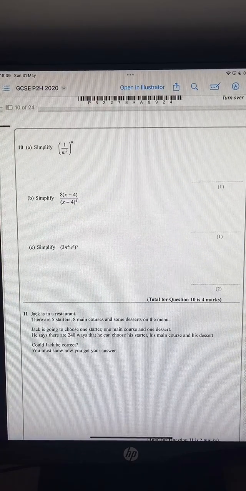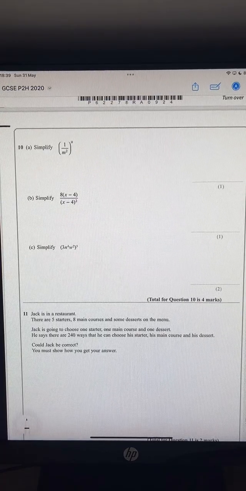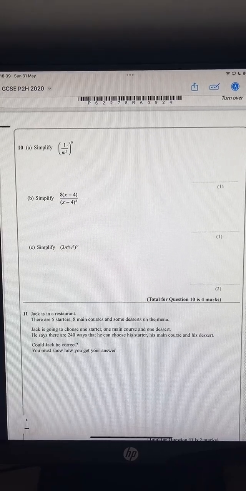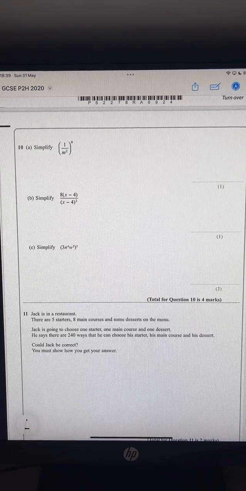Cool. Question 10. I love these type of questions. Whenever I see a question like this, I get so happy because it's just like little quick algebra type questions for 4 marks. So simplify this thing to the power of 0. I'm not going to even read that because anything to the power of 0 is just 1. Write down 1, get your 1 mark, get out of there, move on.